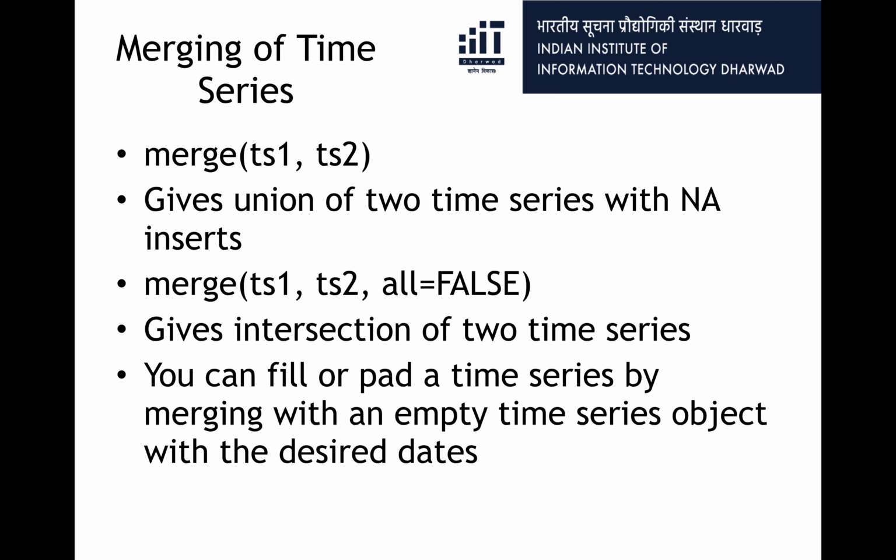Similarly, if you have two time series data sets, you can merge them, and when you call the merge function, you can say what happens if the values are present in both, how to deal with missing values, right? So this actually gives you the intersection of the two time series, or if you say all equals false, otherwise it gives you the union of the two, right? You can also fill up missing values. You can pad a time series by adding more elements at the end. All such facilities are there.